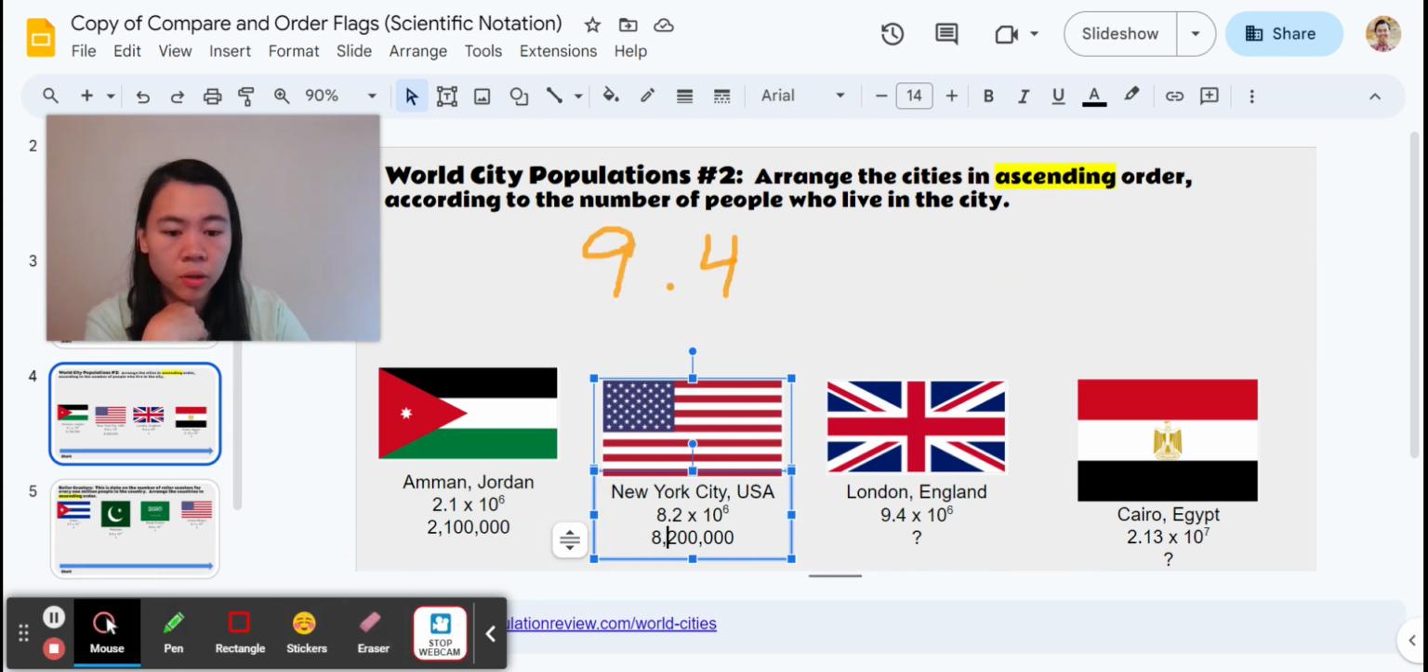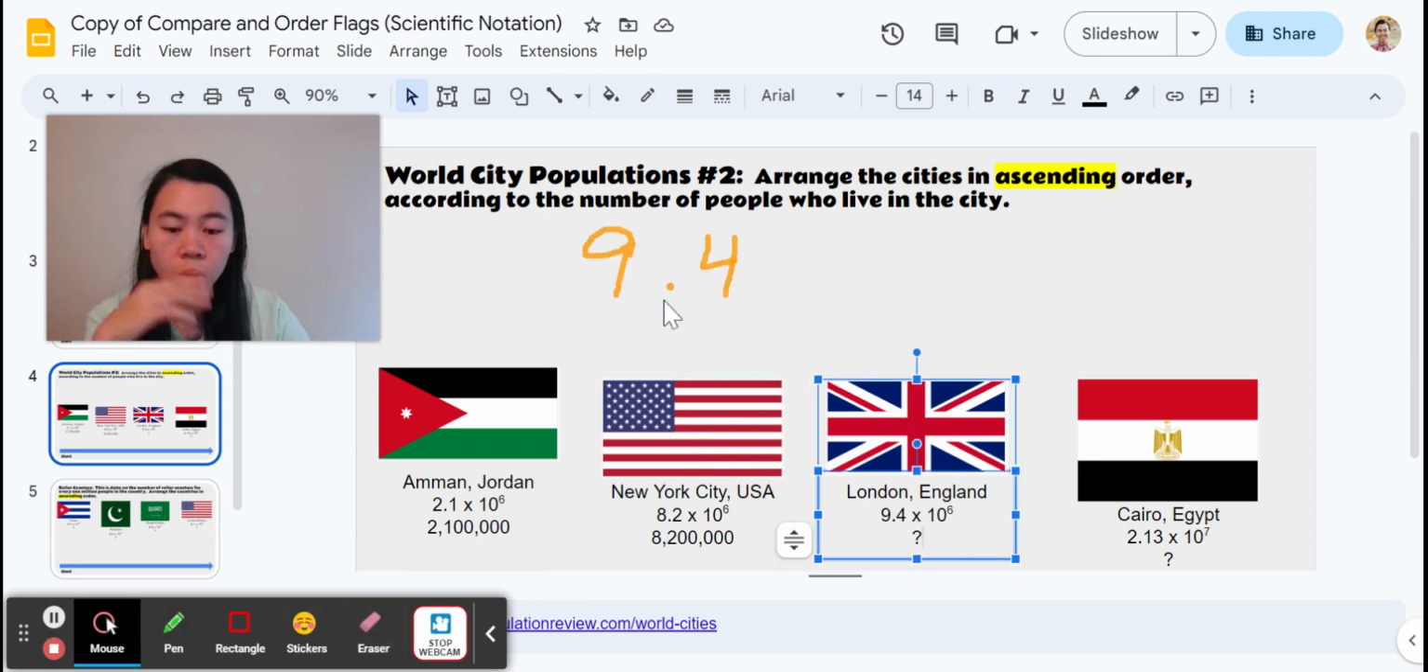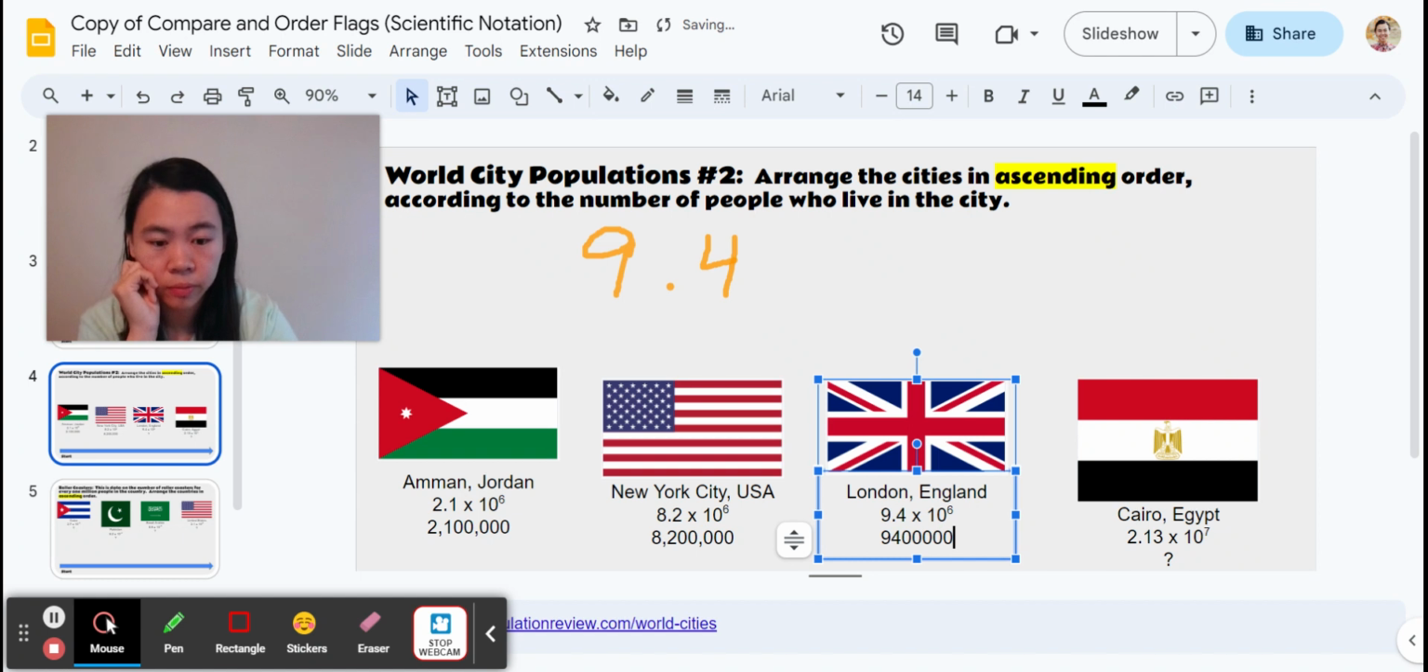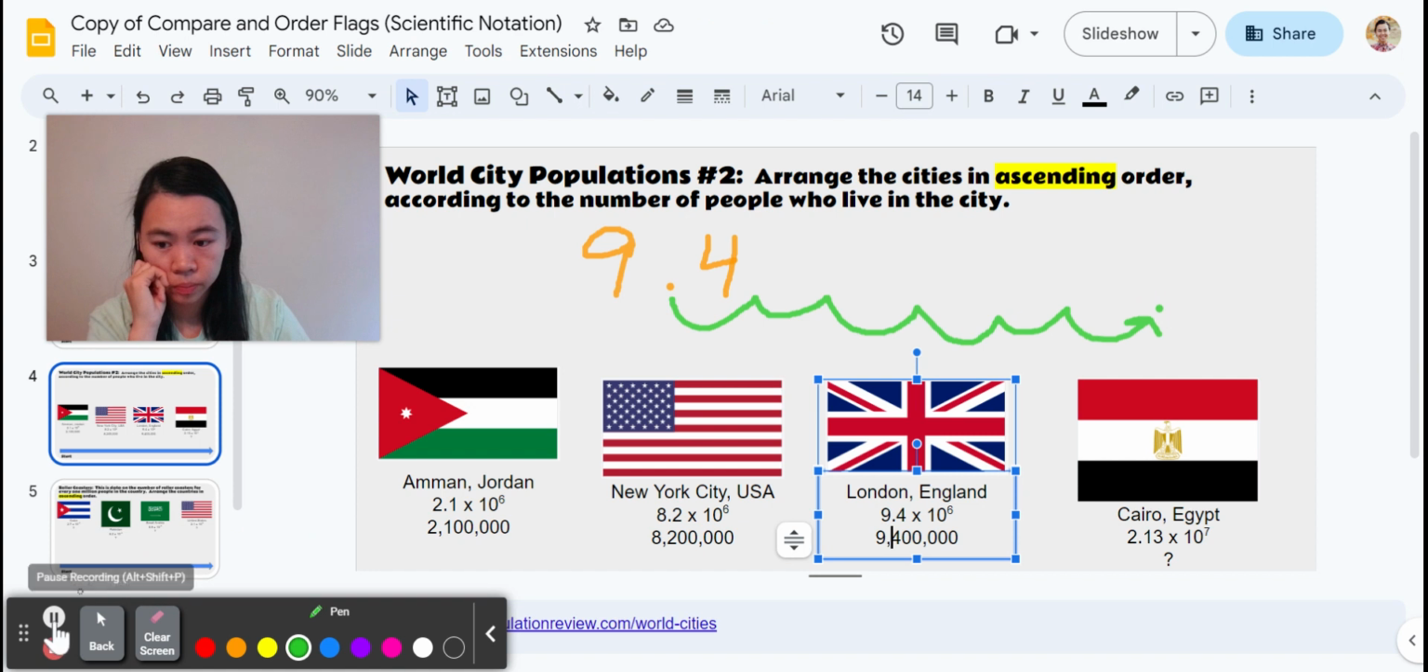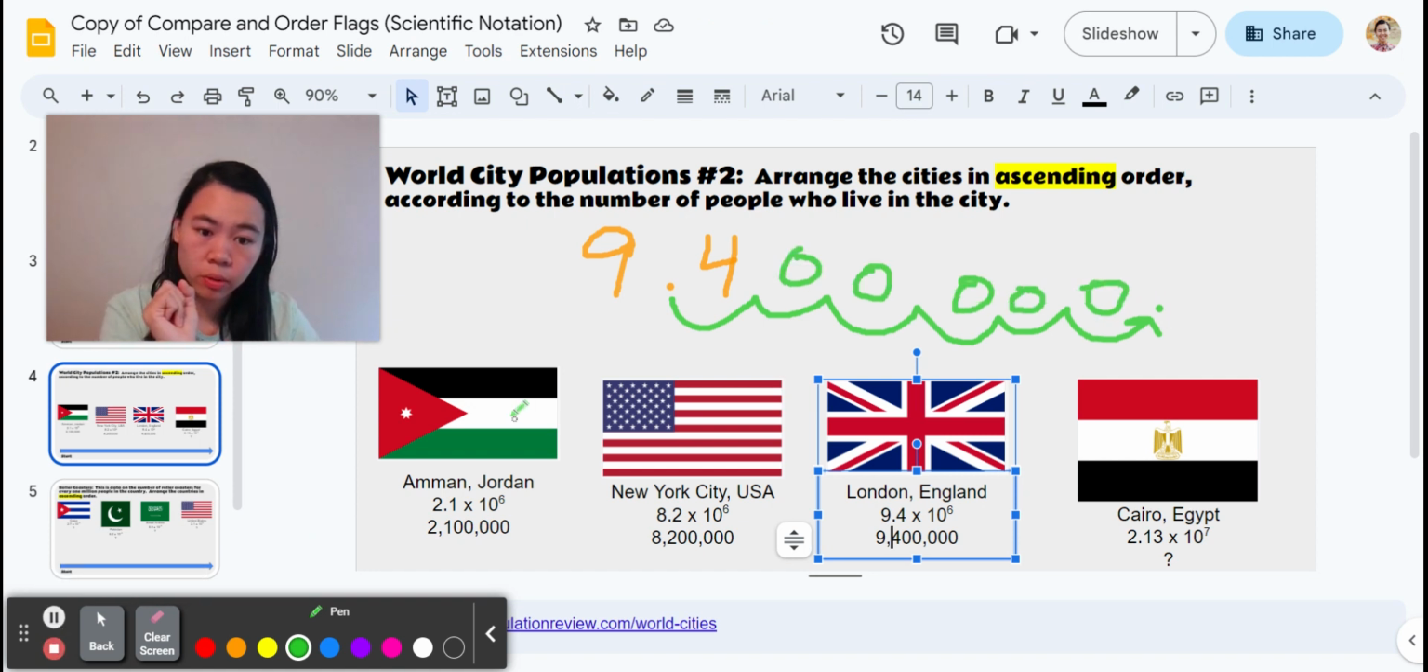Next, England, also 10 to the 6th. It's 9.4. We got to jump over the 4, and then we only have 5 jumps left. 9, 4, and 5 zeros. 1, 2, 3, 4, 5. Show your work. 9.4 with 6 jumps. 1, 2, 3, 4, 5, 6. You can fill in each gap with a 0 and see that there's 5 zeros.